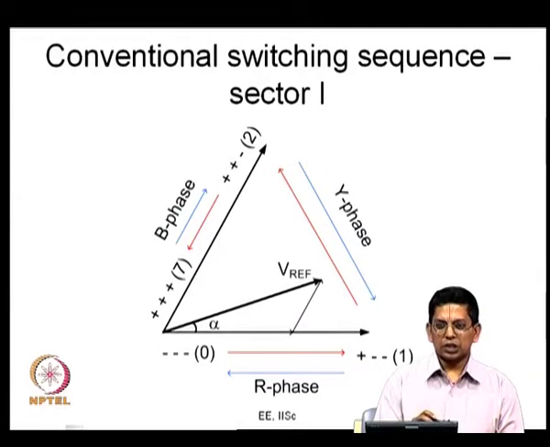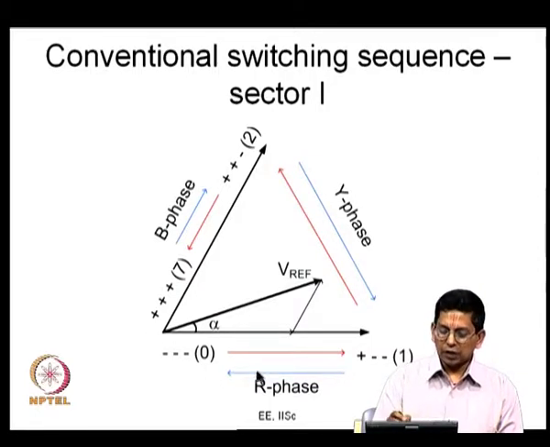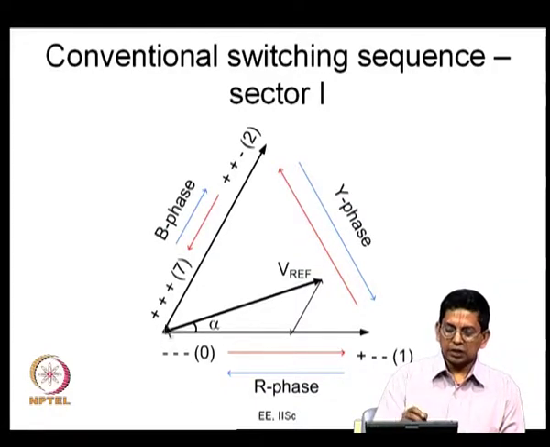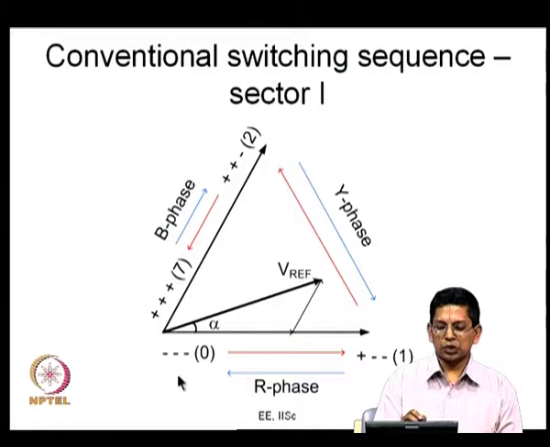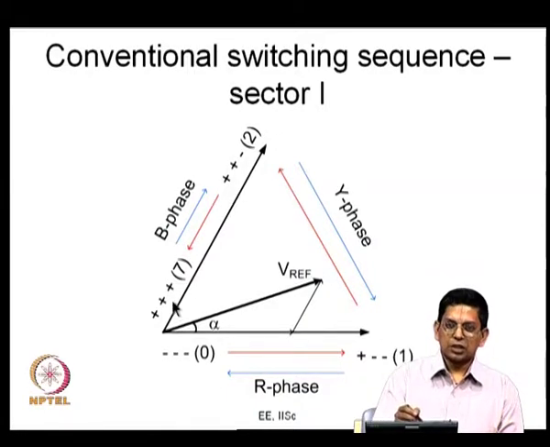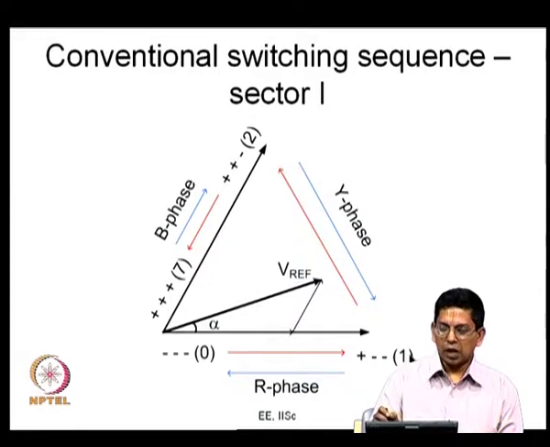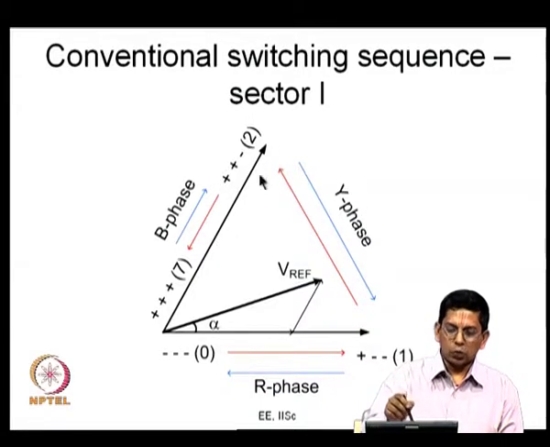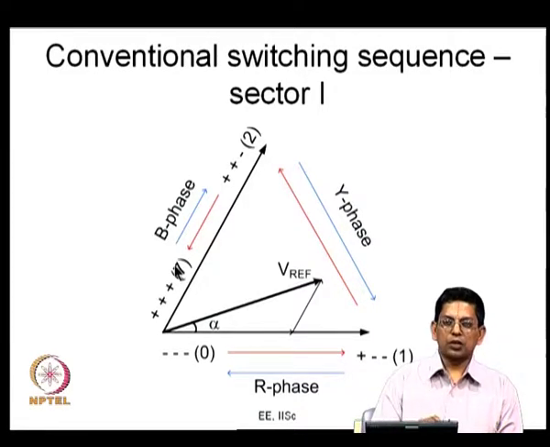In the conventional switching sequence, or conventional space vector PWM, you start with the null vector, go to active vector 1, 2 and come back to the null vector. The null vector is applied in the first instance using the 0 state minus minus minus, and in the last instance using the 0 state plus plus plus. For example, you start with minus minus minus, all the bottom devices on, switch the R phase, go to the active vector and apply it for duration T1. Then you switch your Y phase, go to active vector 2 and stay there for duration T2, and then you switch B and go here and stay for the remaining duration.